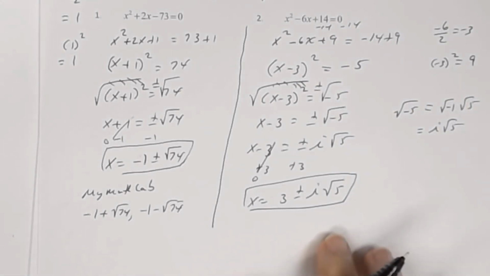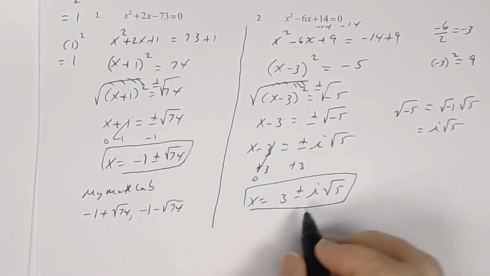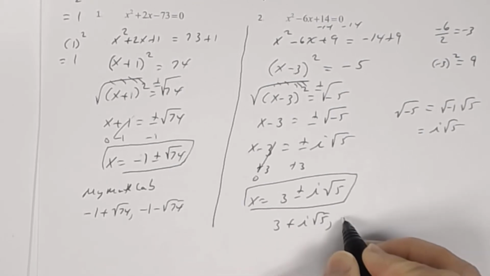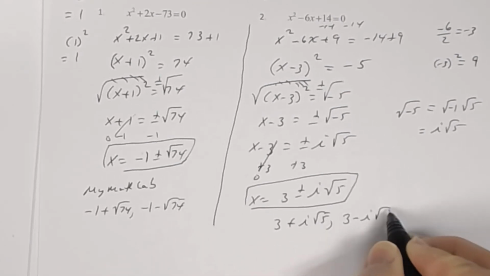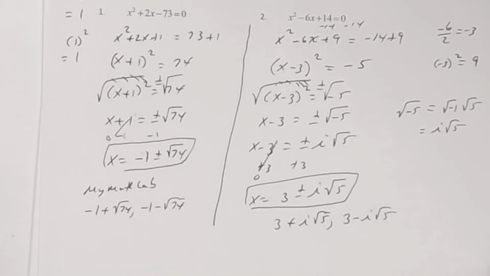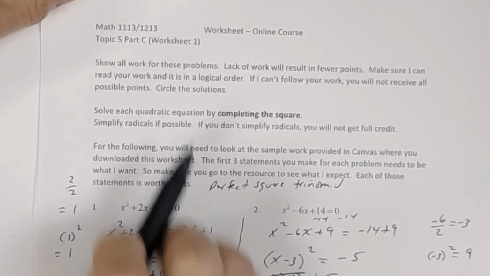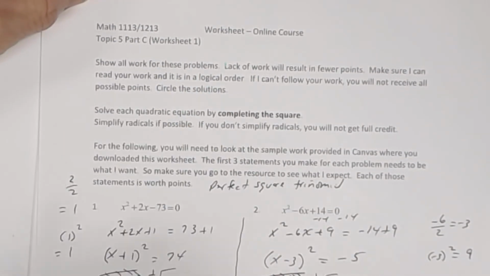So if you want to separate those two solutions, write them individually, you would say 3 + i√5, comma, 3 − i√5. Okay? All right, so that is the key to the worksheet dealing with topic 5, part C.